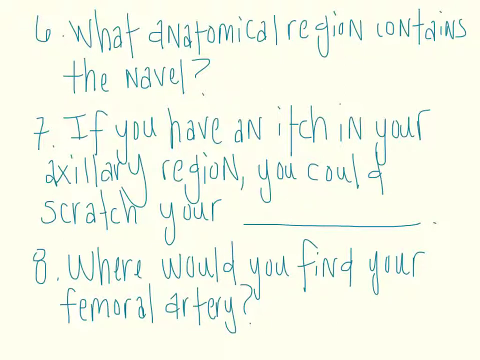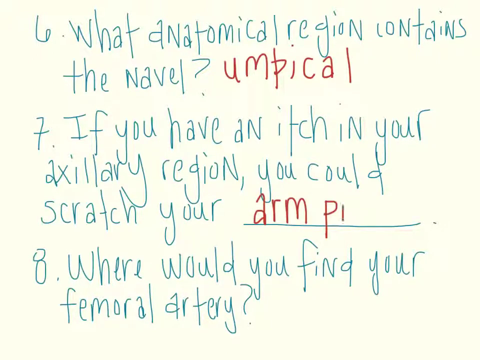What anatomical region contains the navel? That is your umbilical. Hopefully I spelled that right. Your umbilical region is your navel, your belly button. Question 7, if you have an itch in your axillary region, you would be scratching your armpit.